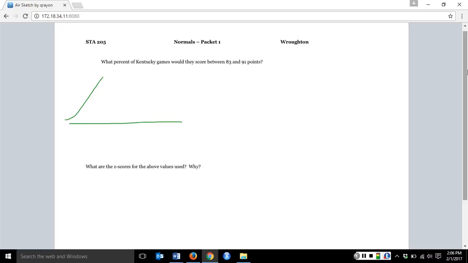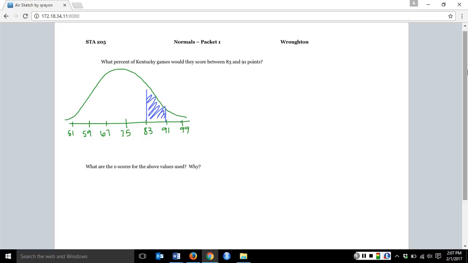So again, we're still working with Kentucky scores, so my picture is not going to change at all. So I'm going to start by putting my same things on here. And this time we want between 83 and 91 points.